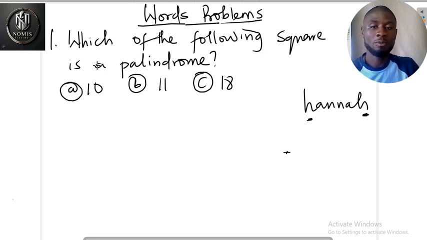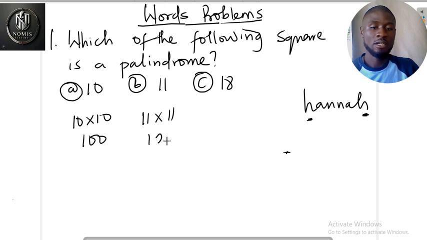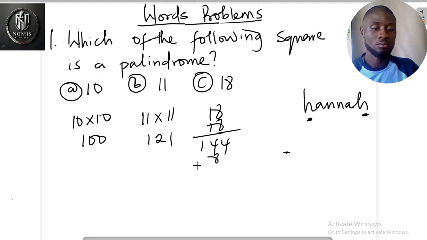Now, the mathematics question is saying which of the following square is a palindrome. So let's find the square of the given numbers. We know the square of 10 is 100. That's 10 times 10, which gives 100. What about 11? 11 times 11 gives 121. And then C is 18. If you multiply 18 by 18, you have 324.